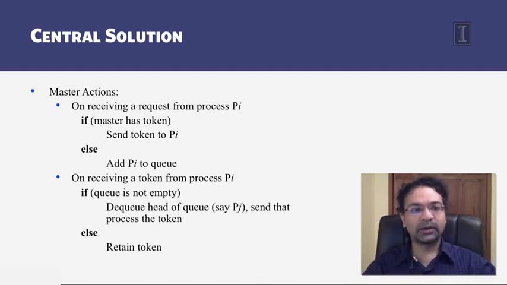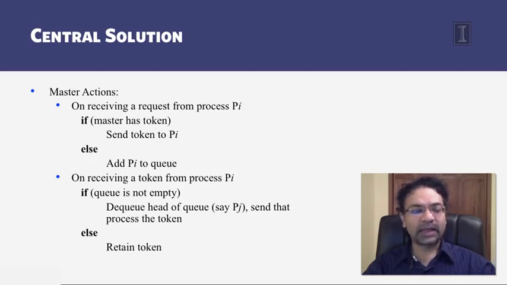Well, when the master receives a request from a process Pi, if the master currently has the token, it simply sends the token to Pi, which gives Pi access to the critical section. If the master does not have the token, this means that some other process has the token, and in this case, the master queues the Pi request alongside other requests that may also be waiting.